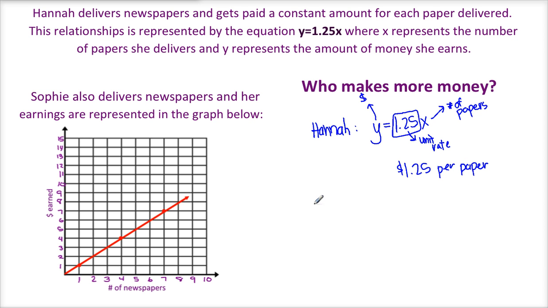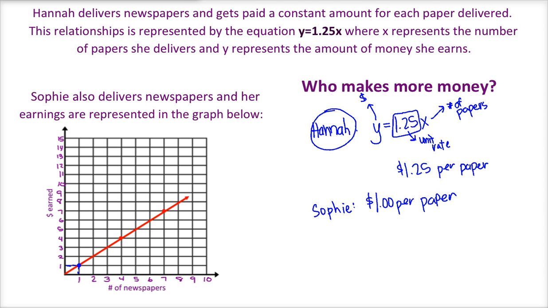Now let's figure out Sophie's unit rate. On her graph, it's a proportional representation because notice it's a straight line and it starts at 0, 0. So in order to find her unit rate, we're just going to see how much she makes for delivering one paper. So here's one newspaper, follow it up to the line, find the point, and how much does she earn for delivering one newspaper? $1. So Sophie earns $1 per paper and Hannah earns $1.25 per paper. So obviously Hannah makes more money.